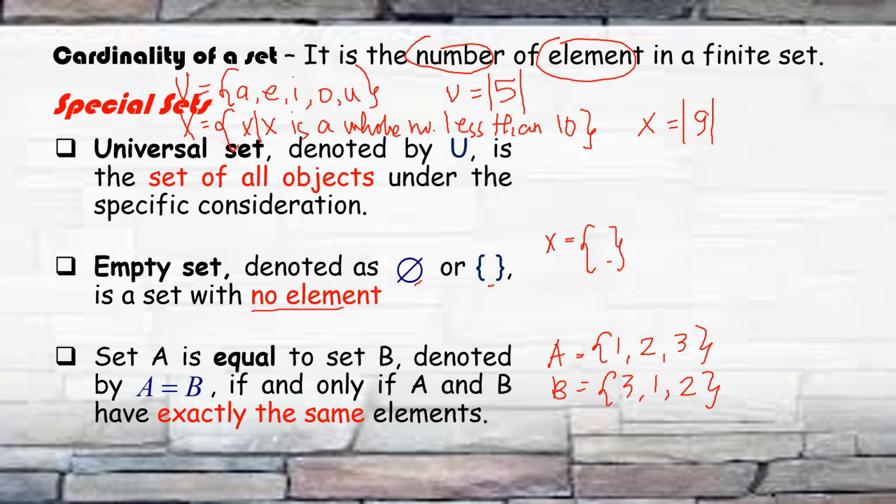Napansin nyo naman, parehas na parehas, exactly the same ang elements ng A and B. Therefore, A is equal to B. Okay? Tandaan, equal set siya kapag exactly the same ang elements. Okay? Let's proceed.